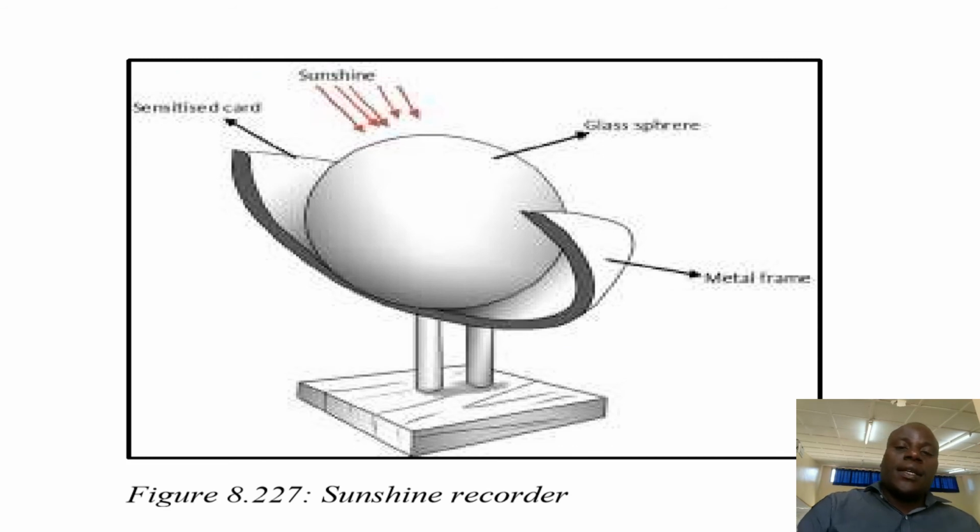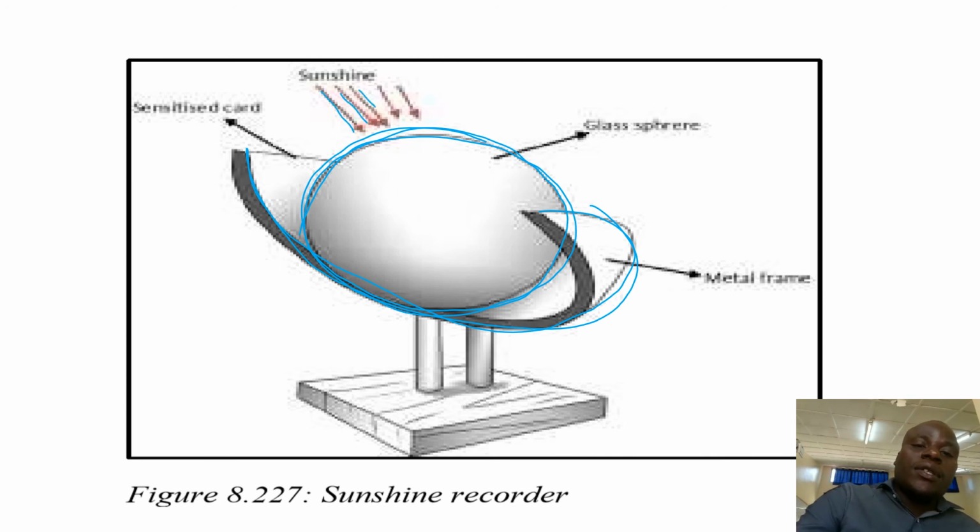This is an illustration of the Campbell. This is a glass sphere. The whole of this is a glass sphere, and it is partially surrounded by a metal frame.